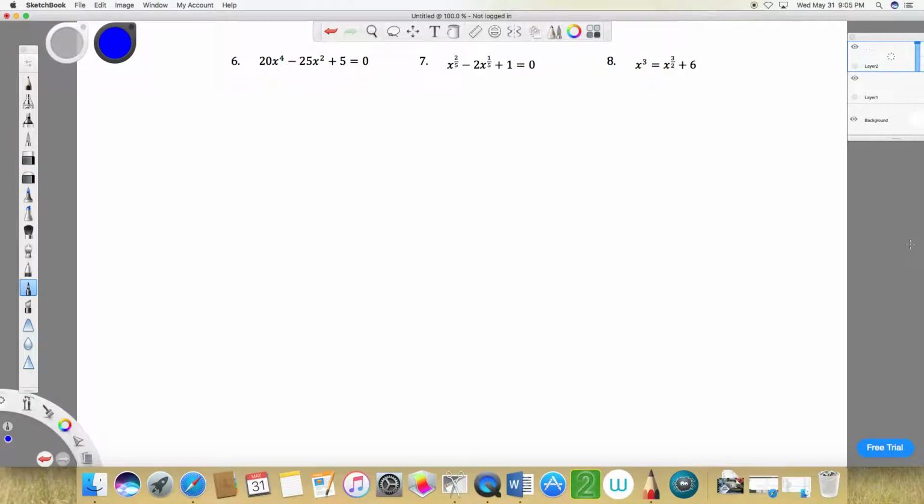Let's take a look at these three equations. They're not quadratic equations, but they are quadratic in form. If we look at number 6 here, this is set up and is equal to 0, that this x squared, this exponent 2 is half of 4.